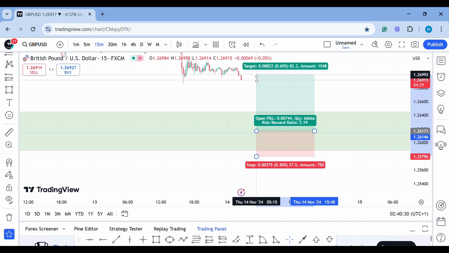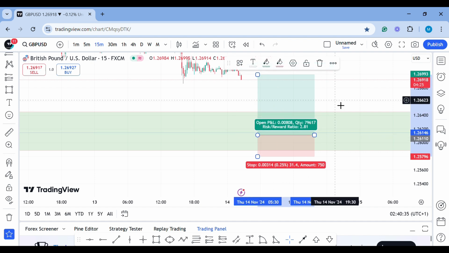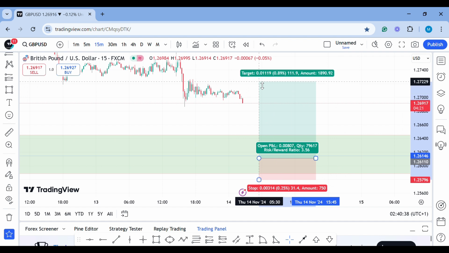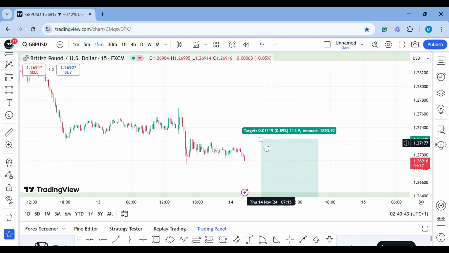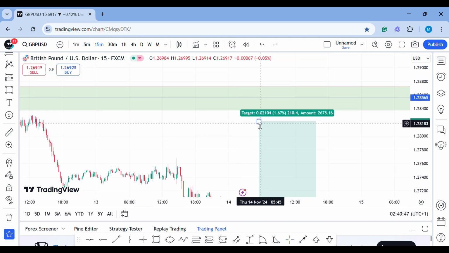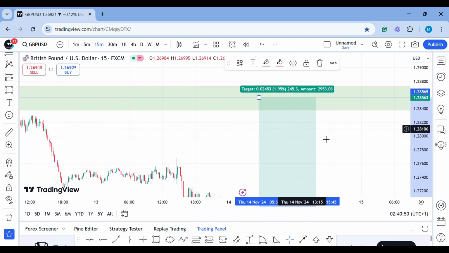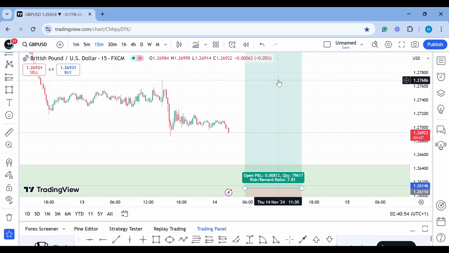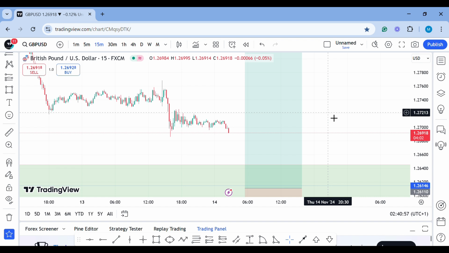Then target 1:2 or 1:3. 1:2 or 1:3 should be your target. You understand? Or the next zone should be your target. But remember, market will not always get to that zone for that day.